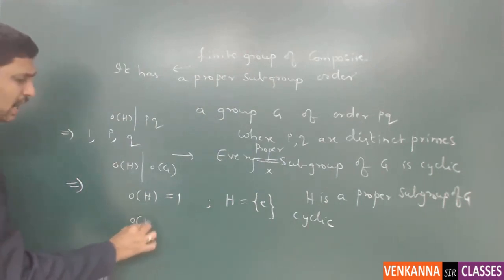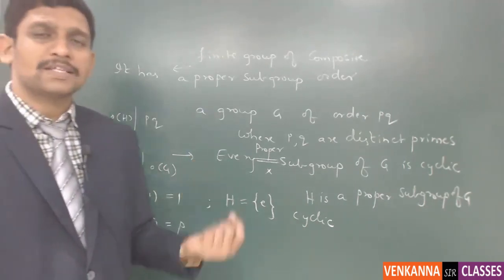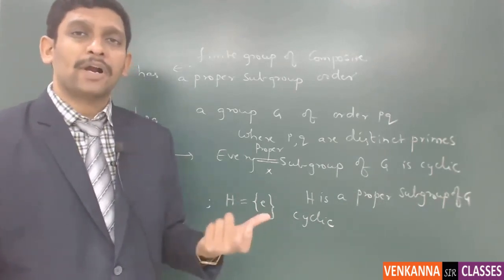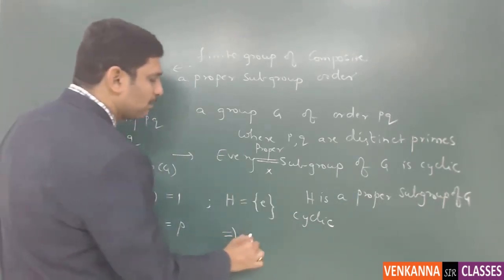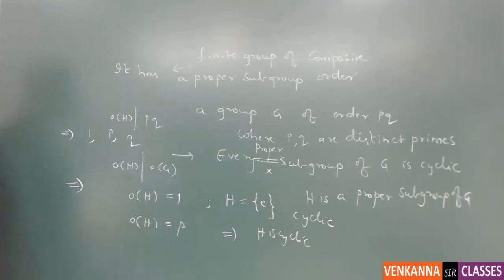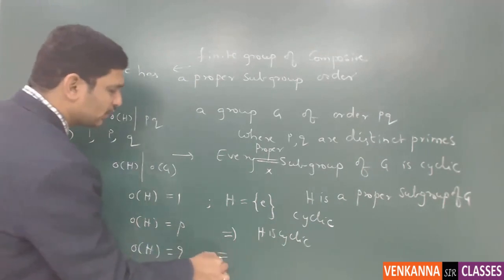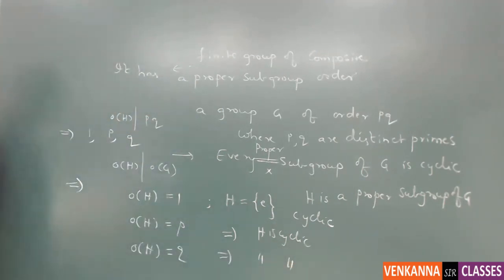If order of H equals P, since P is a prime number, by the known result that a group of prime order is cyclic, H is cyclic. It is also true for the other case: if order of H is equal to Q, then H is cyclic. So whatever proper subgroup you consider, it becomes cyclic because it has prime order. Okay? Did you get that idea?